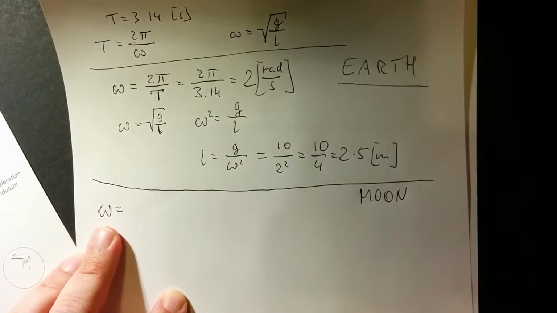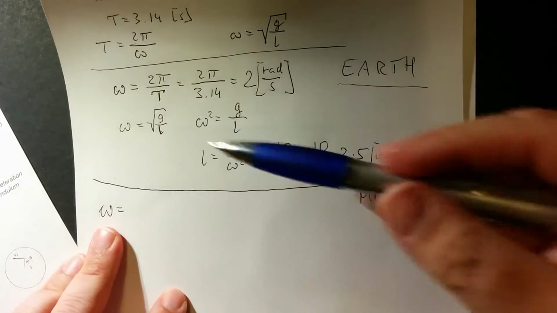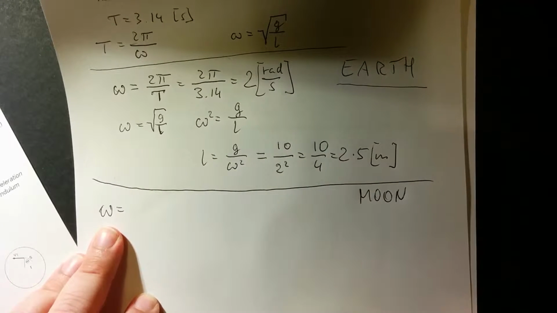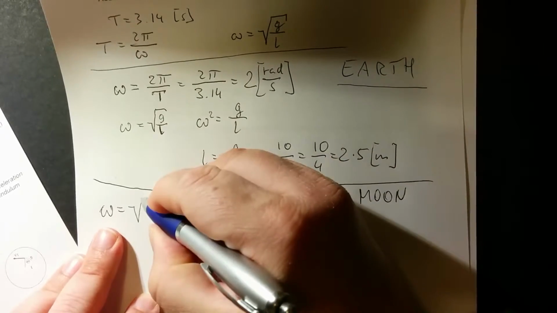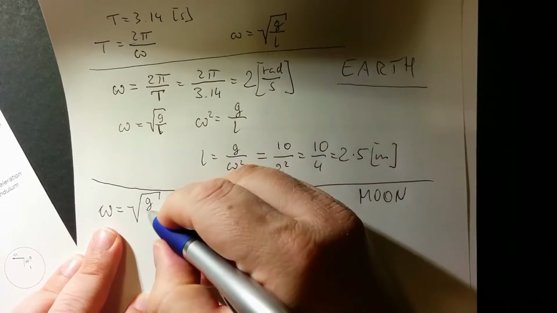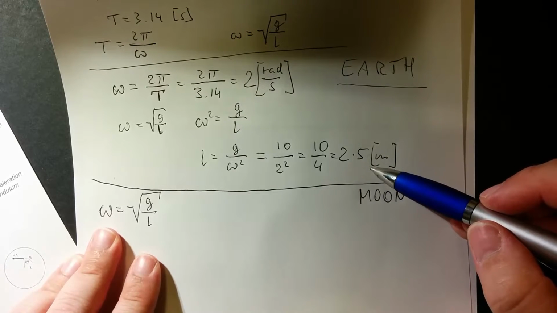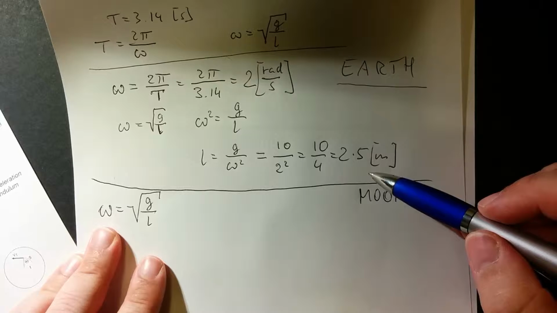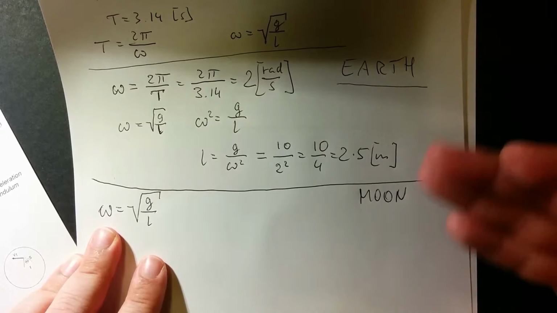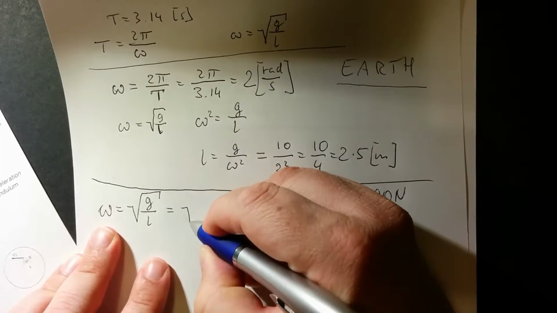And now omega on the Moon. You could use an index here to make a difference between this omega and this omega. In my opinion, it is quite enough that we have this line here which separates the calculation for the Earth and the calculation for the Moon. So omega on the Moon is equal to square root of g, but on the Moon, over L. The length of the pendulum doesn't change. If you travel from the Earth to the Moon and you take a pendulum with you, this pendulum will not change its length.